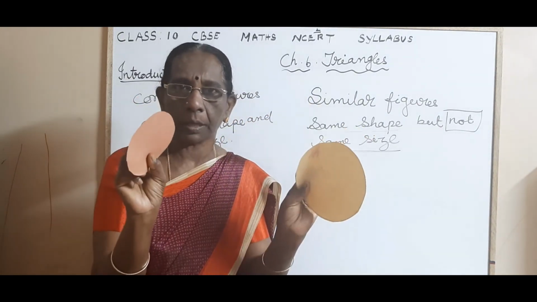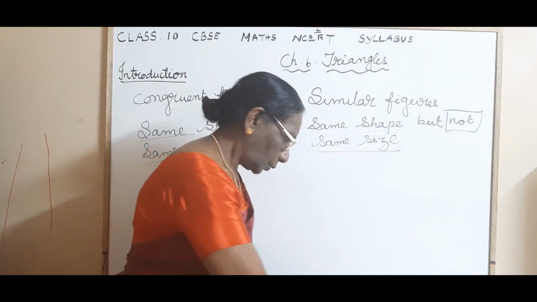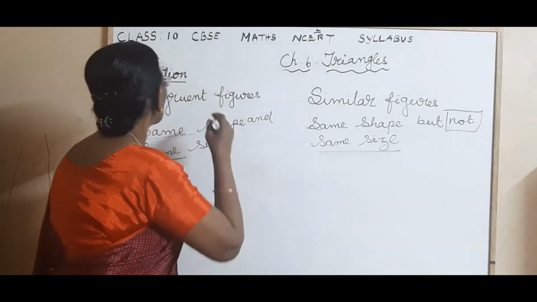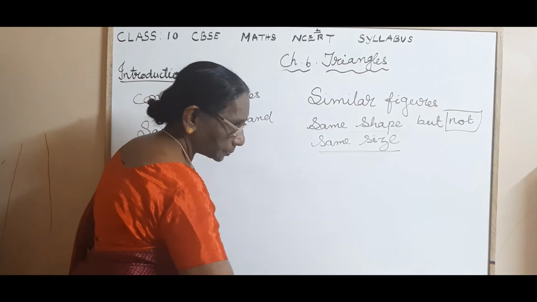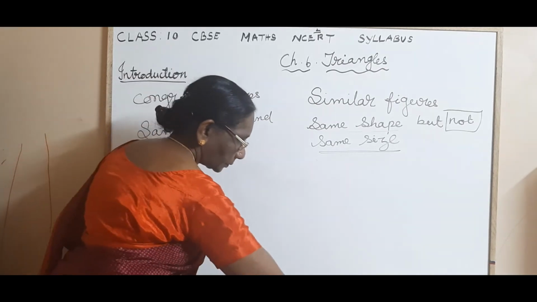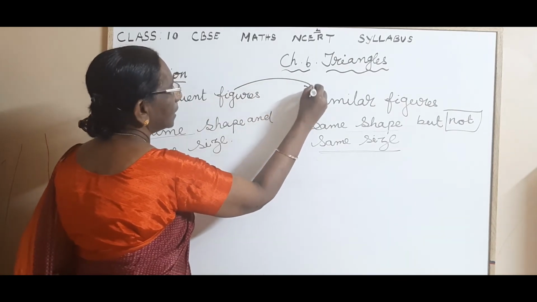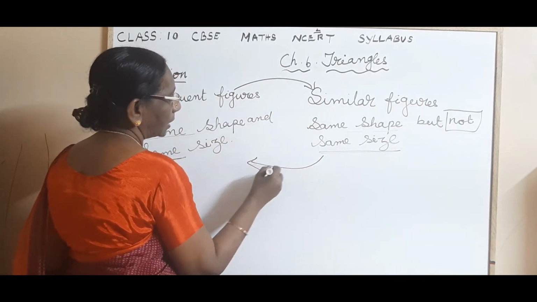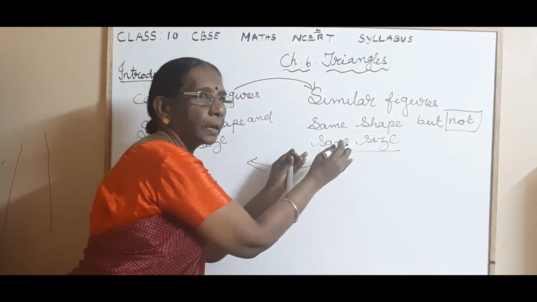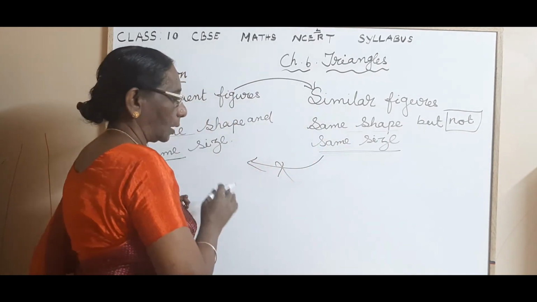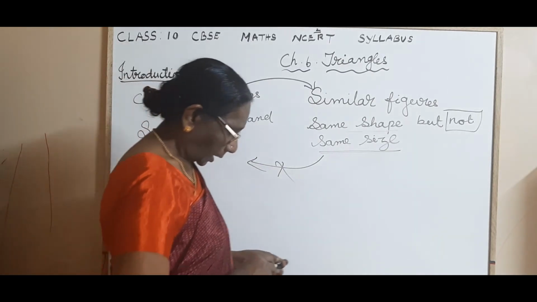But these two figures, they are similar but not congruent. Have you understood the relation between the similarity and congruence? So, congruent to similar is possible. Okay, but similar to congruent is not possible. So congruent figures are similar figures, but similar figures are not congruent figures. Have you understood? Now, let us move to the next point.